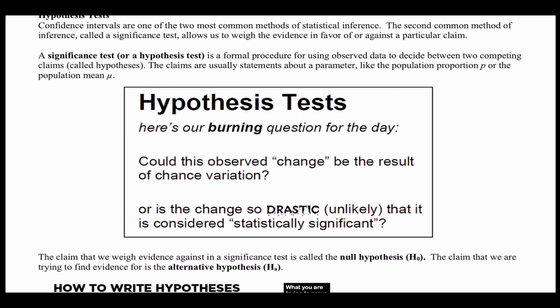So hypothesis test. Here's a burning question for the day. Could this observed change be the result of chance variance? Or is the change so drastic, so unlikely, that it is considered statistically significant? So let me give you an example. I make a claim. I said the true mean GPA for students at Central High School is 3.2. That's my claim.